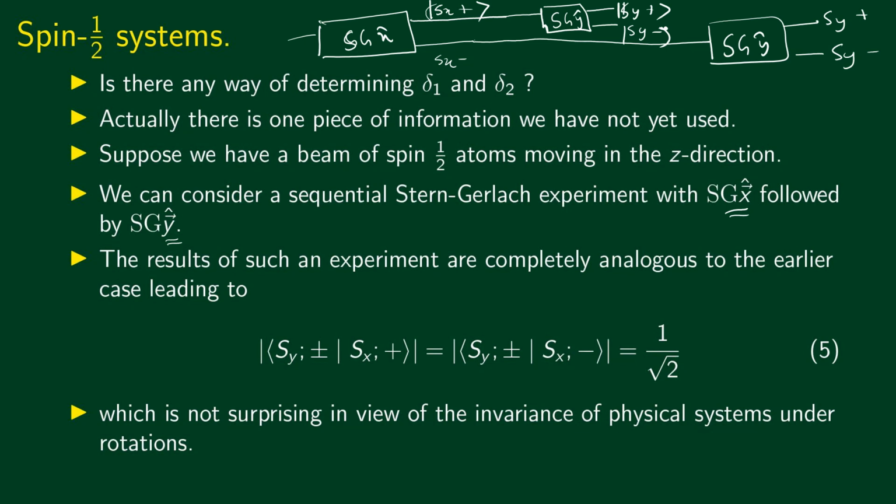Okay, so according to the probability postulate, this is how we calculate the probability. You take the Sx plus beam and you project it onto a direction Sy plus and Sy minus. If I take the modulus square, I should get 1 by 2, because these are equal probabilities and there are only two possibilities here. So if modulus square is 1 by 2, this means that the modulus has to be 1 by root 2.